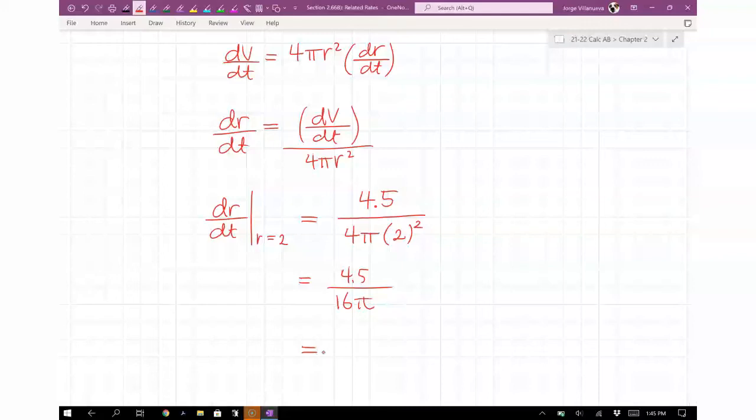0.09, is that as far as they went? I don't really like that, but let me double check. That's as far as they went. So 0.09. What's my unit for this? Well, let me give you a hint. Radius over time. So how do you measure the radius? Just feet. And time, what was this in, seconds? Minutes? Okay. So there you go.